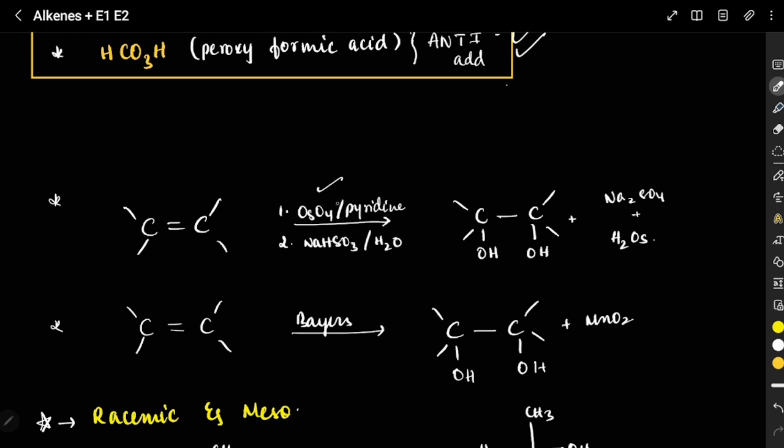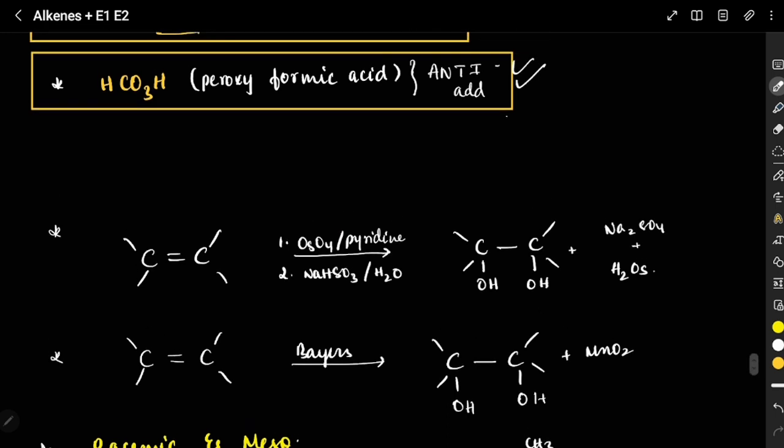With osmium tetroxide in pyridine, OH and OH are going to add from the same side. What is Bayer's reagent? Cold alkaline KMnO4. We also have hot alkaline KMnO4, but Bayer's reagent is cold alkaline KMnO4. Very important: cold. So whenever you react the alkene with cold alkaline KMnO4, also called Bayer's reagent, syn addition takes place, meaning OH and OH add from the same side. And if you use osmium tetroxide in pyridine, then also syn addition takes place.